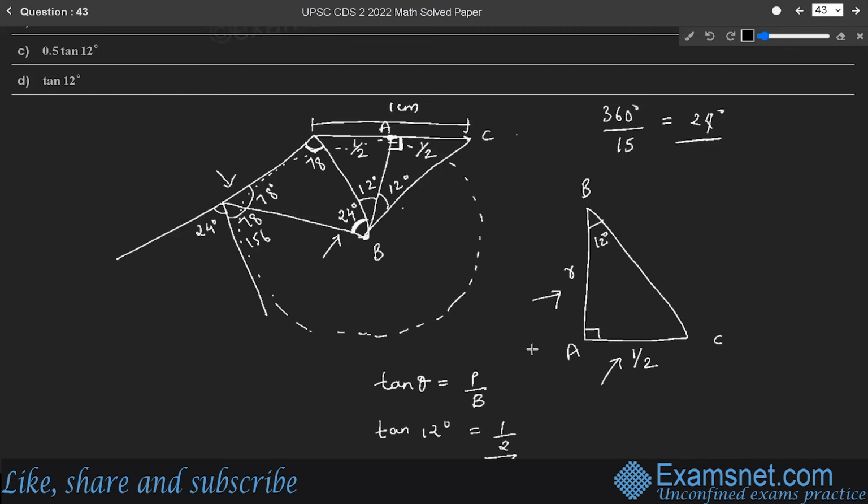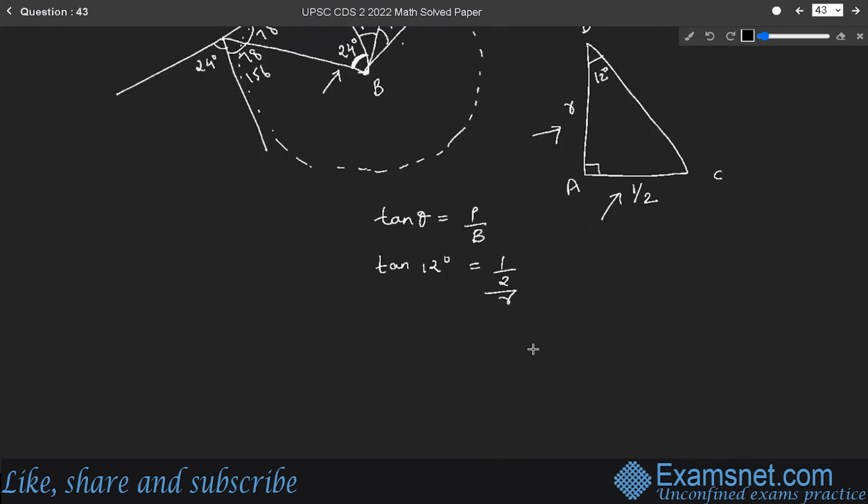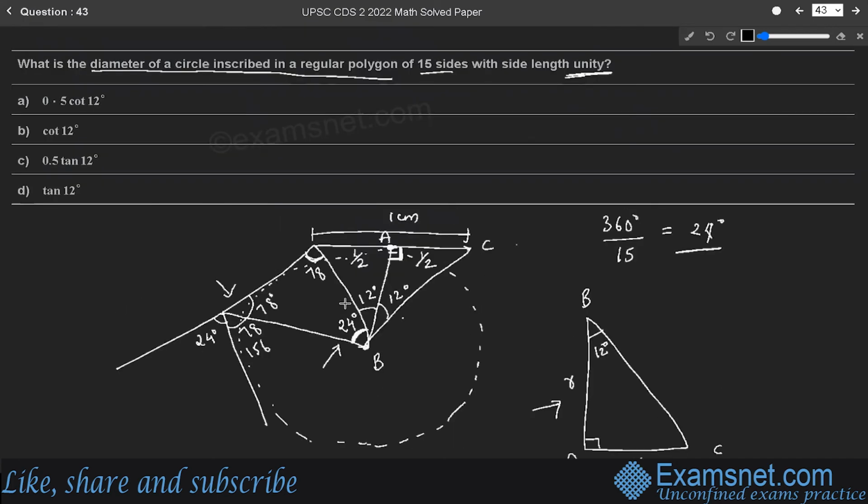Now, further solving this, we will get 2r is equal to 1 by tan 12, meaning cot 12. We know that 1 by tan theta is cot theta. So applying this identity here, we get 2r is equal to cot 12 degrees. So we can say that the diameter of the circle is cot 12. You know that 2r is 2 into radius, meaning the diameter. So the diameter of this particular circle is cot 12 degrees. Therefore, option B is the correct option here.